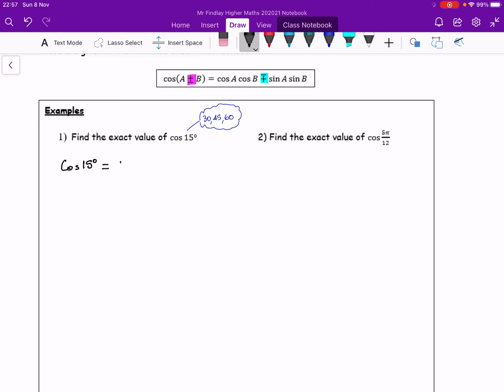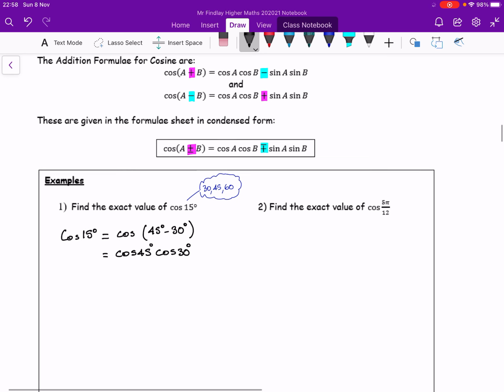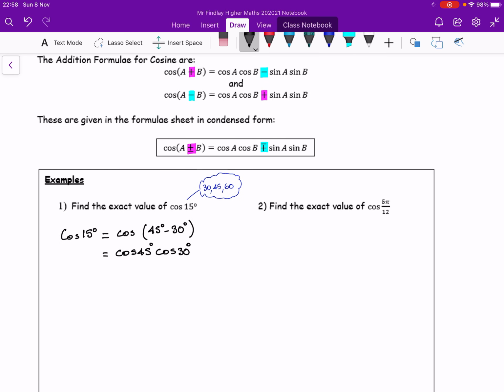I'm going to go with a wee bit different from the sine example. I'll go 45 minus 30. So I think we're all in agreement that 45 minus 30 is exactly the same as 15. So I'm ready to do my expansion. Cos 45, and this time it's cos of 30. And again, looking at our formula, if it is minus within our bracket, we have to add in our expansion.